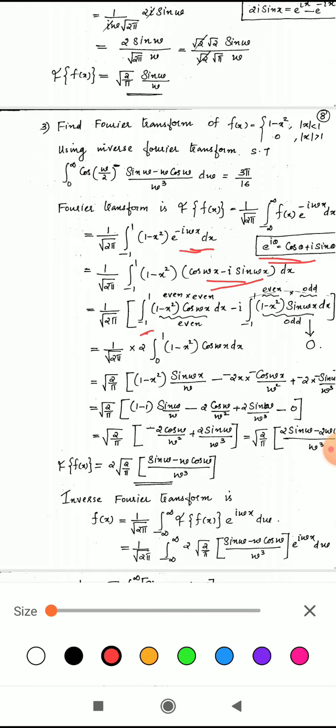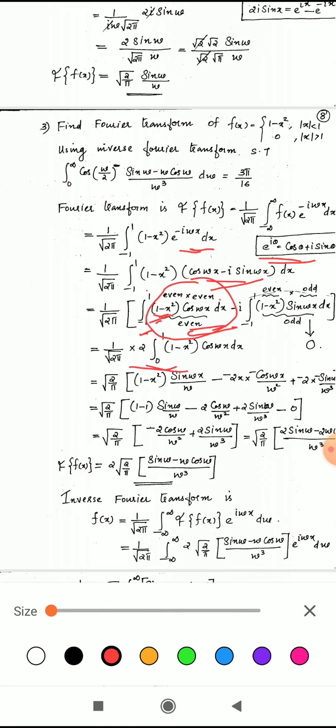Here the interval is from minus 1 to 1. So we have to check whether the function is odd or even. Here 1 minus x square, when we put minus x instead of x, the function has no change, so this is an even function. We already know that cos is an even function. Even into even is an even function. So integral minus 1 to 1 can be written as 2 into integral 0 to 1.